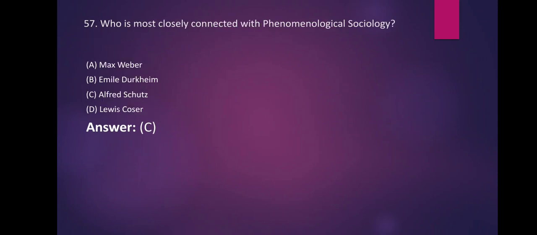Who is most closely connected with phenomenological sociology? Option A, Max Weber. Option B, Emile Durkheim. Option C, Alfred Schutz. Option D, Louis Gossard. Here the correct answer is option C, that is Alfred Schutz. He is most closely connected with phenomenological sociology.